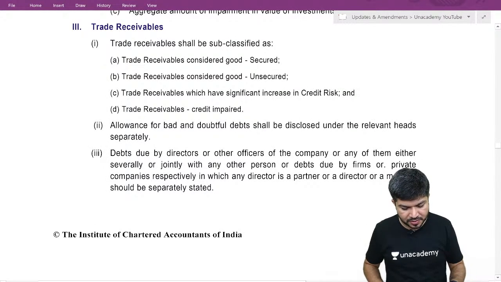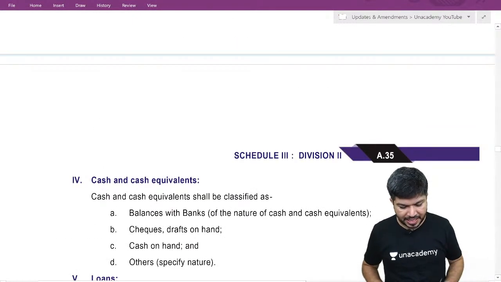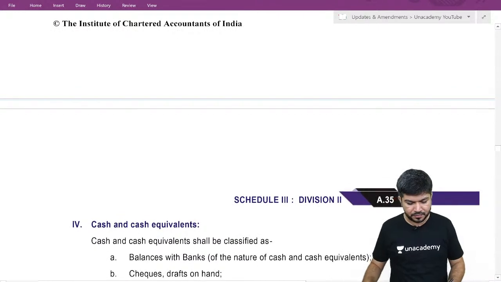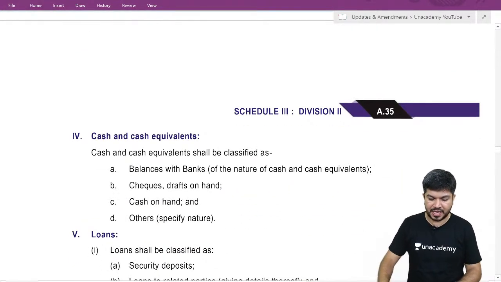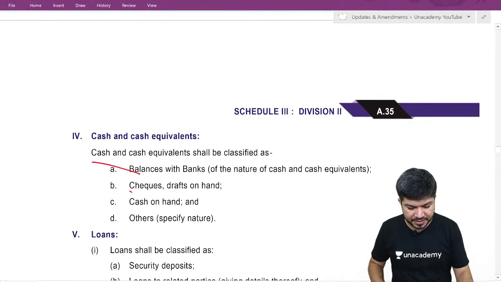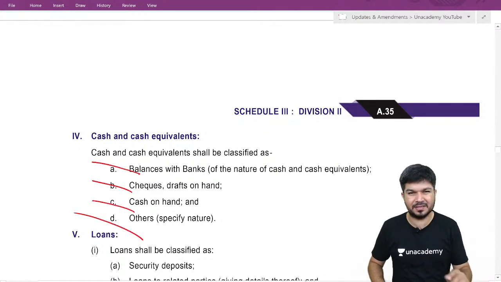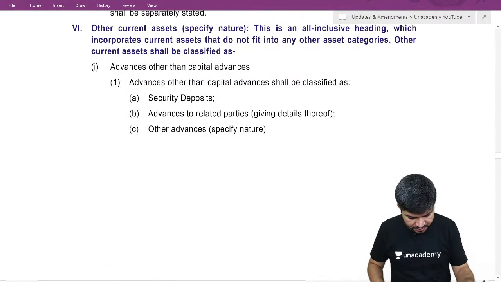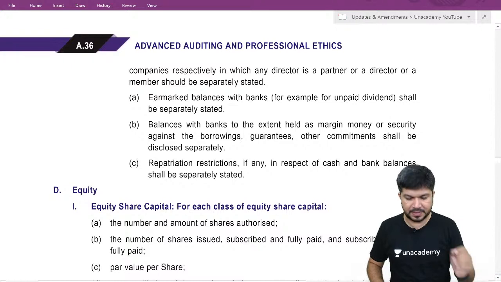Again, this is current investment, that's fine, similar. This is trade receivable, that's fine. Okay, cash and cash equivalent: balance with bank, checks and drafts on hand, cash on hand, others, that's fine. Loans is fine. Okay, just one more thing.